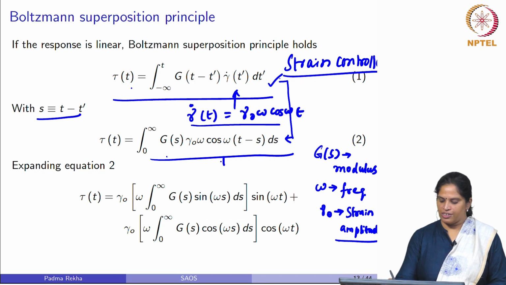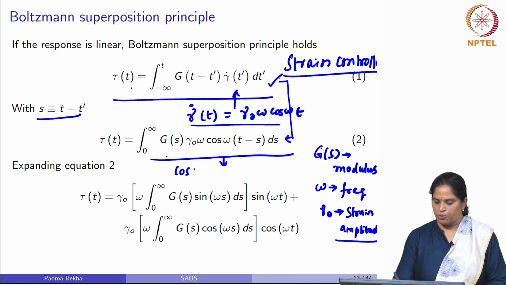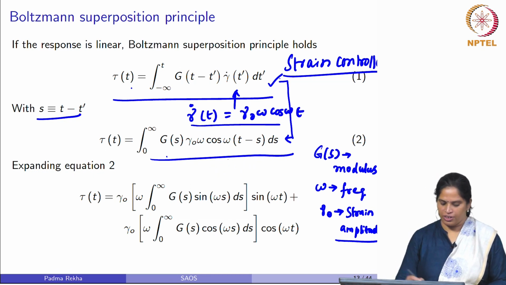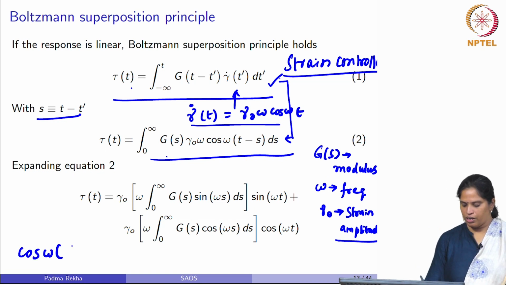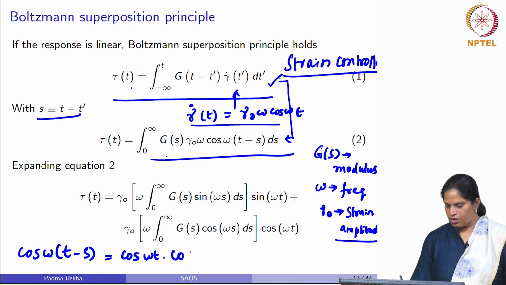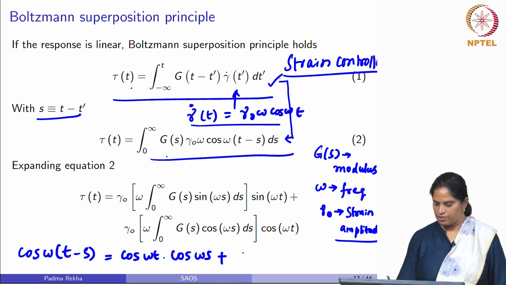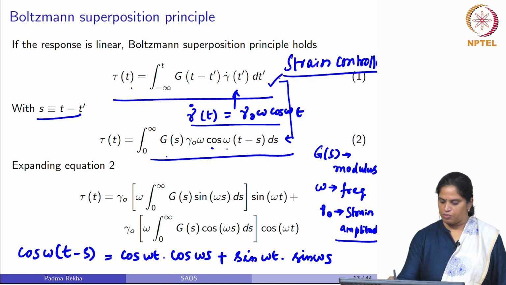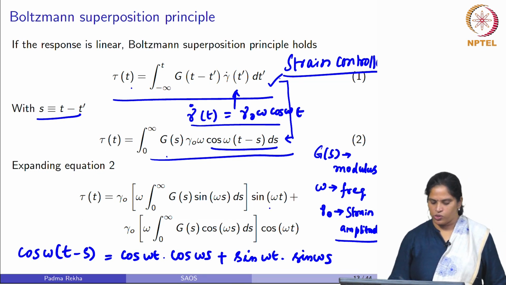Now, you can expand this equation for cos omega t minus omega s. Let me write it here: cos omega (t minus s) is equal to cos omega t cos omega s plus sin omega t sin omega s. So, when you expand this cos term, the equation simplifies to this.